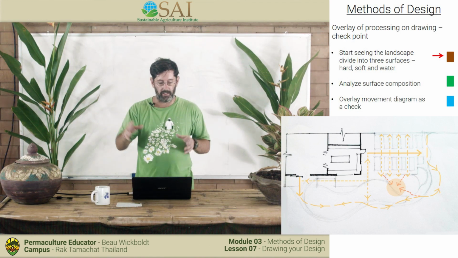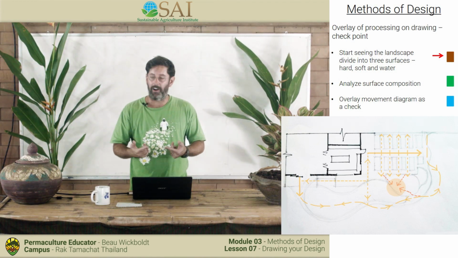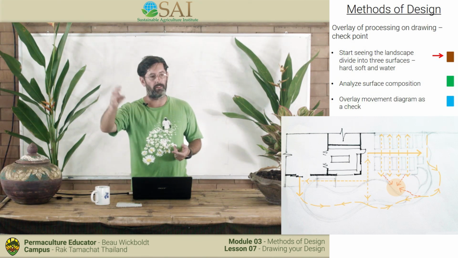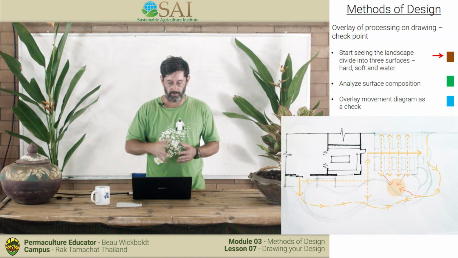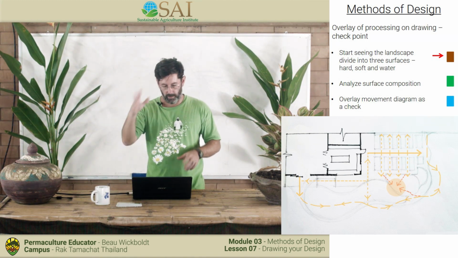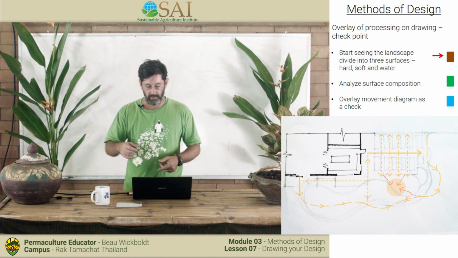She starts seeing the landscape, and she divides it into three separate surfaces: hard surfaces, soft surfaces, and water surfaces. And she has a color code for those. She's going to do analysis of those surface compositions. What are they? How are they working? And she overlays the movement drawing as a check.